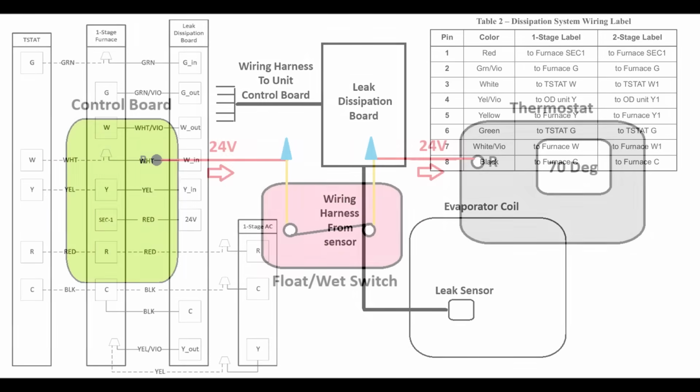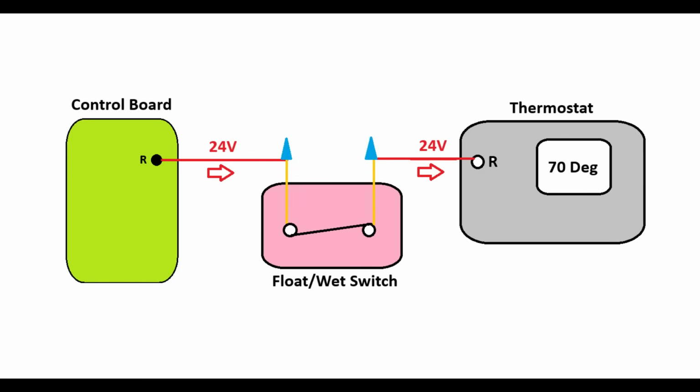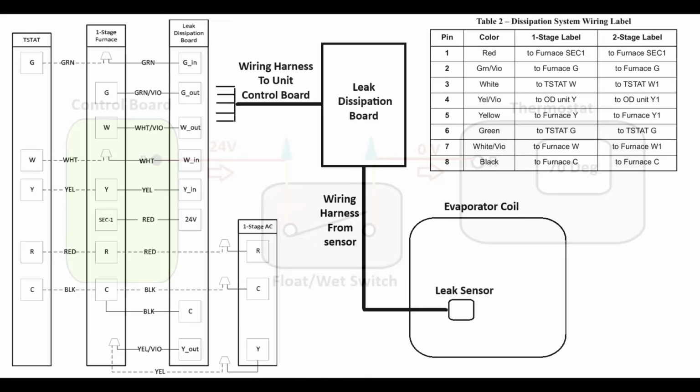On a flow switch, we're usually interrupting the 24 volt signal between the furnace control board and the thermostat. So if our condensation drain line is plugged up, it'll open a switch and our 24 volts from our furnace never makes it to the thermostat. So the thermostat cannot pass that 24 volt signal to initiate a cooling or heating mode. So our leak dissipation board basically works under that same principle. It interrupts that heating or cooling call from the thermostat so that it never makes it to the control board. So you're going to see what I mean as we go through the sequence of the wiring here.